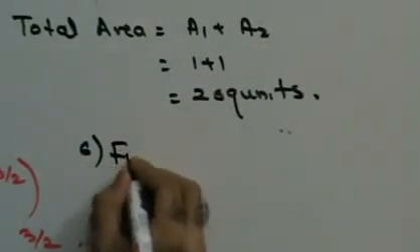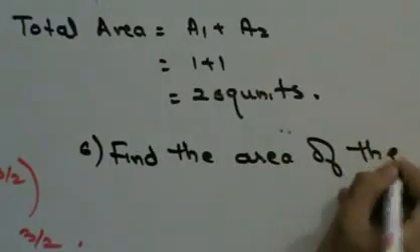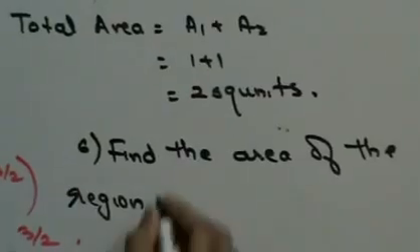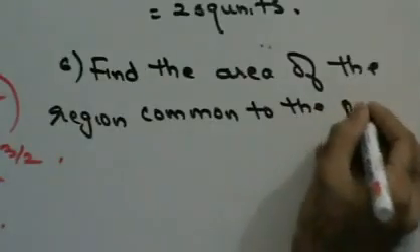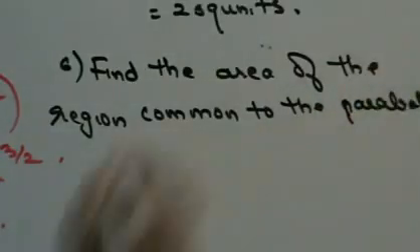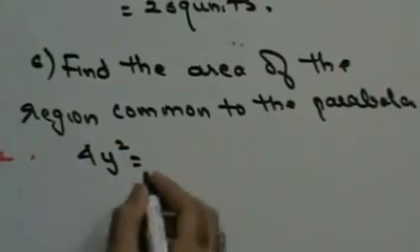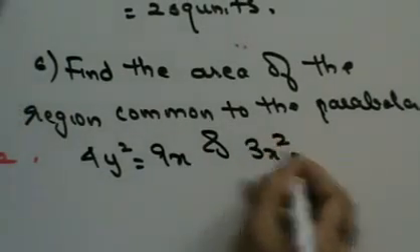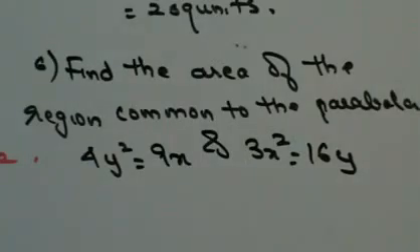Find the area of the region common to the parabolas 4y square is equal to 9x and 3x square is equal to 16y. Right? Now this should be an interesting sum.